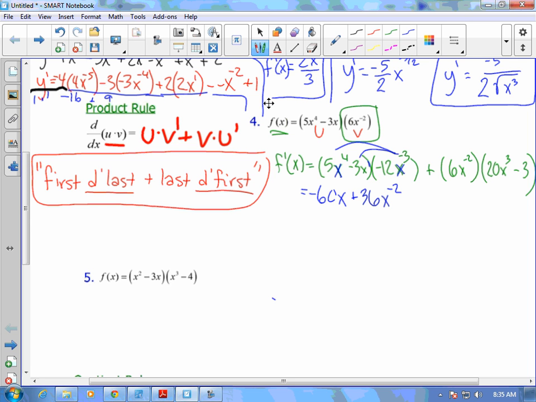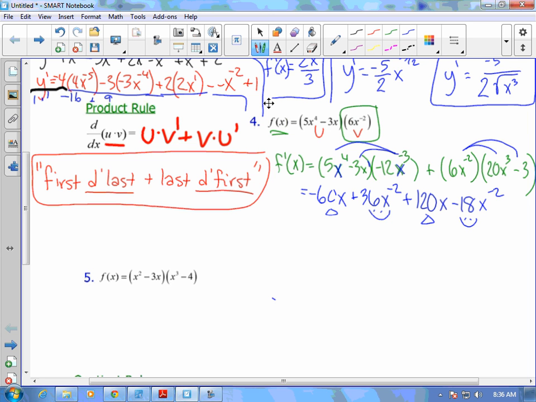Okay? Plus, distribute that in. 6 times 20, 120. If you add the exponents, negative 2 plus 3 is just x. 6x to the negative 2 times negative 3 is negative 18x to the negative 2. What do you think you do now? We have some like terms. We have some x's. And we have some x to the negative 2's.